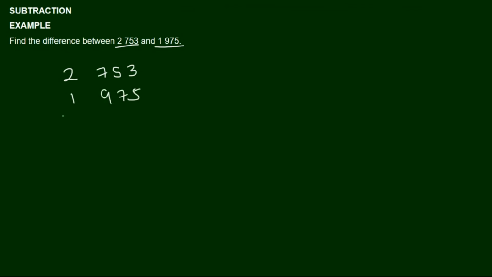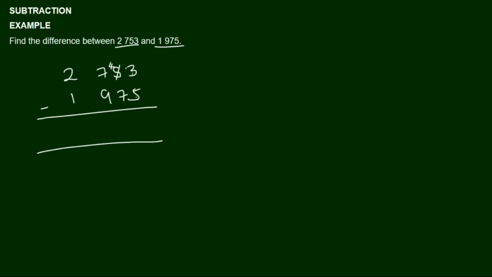1,975. And then we're subtracting here. 3 units minus 5 units. Now we cannot subtract 5 from 3. So now we have to borrow 1 ten from the tens column. We borrow 1 ten, which means we remain with 4 tens here. And then when 1 ten comes to units, it becomes 10 units.